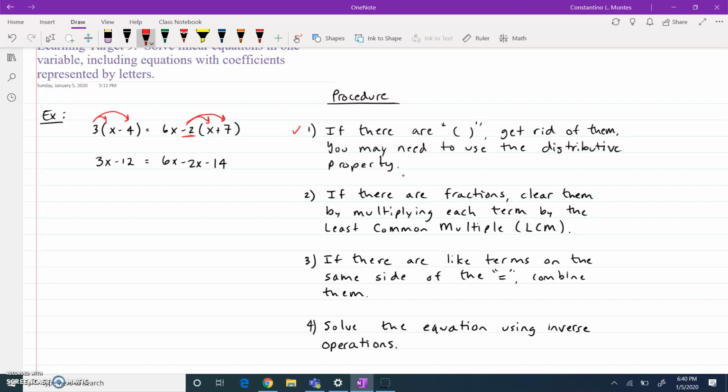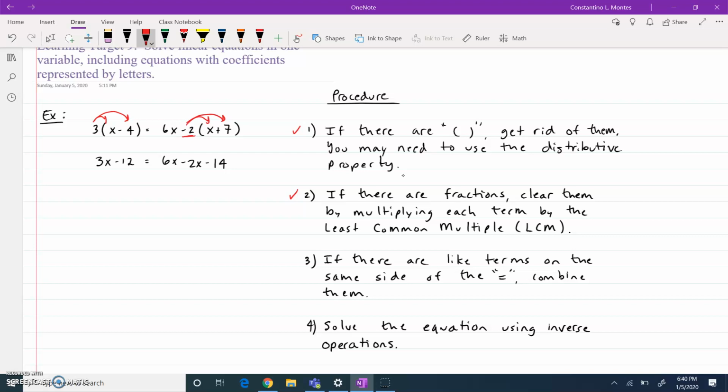So we can now move on to step number 2, which says, if there are fractions, clear them by multiplying each term by the least common multiple. We don't have fractions here, so we can actually skip that step, or I can just put a little check mark and say, hey, there's no fractions. I don't have to do anything. I can just move on to step 3.